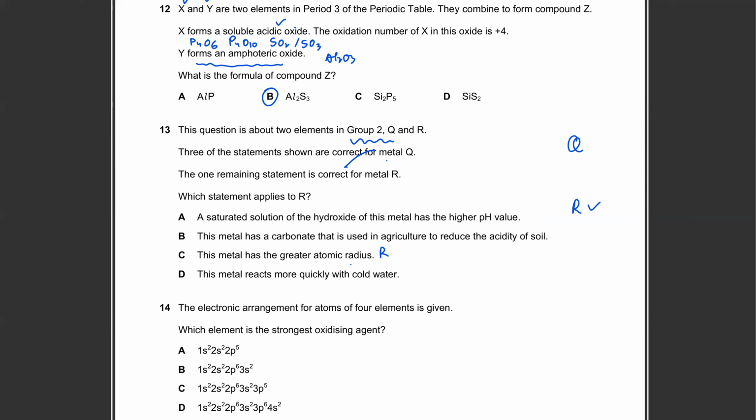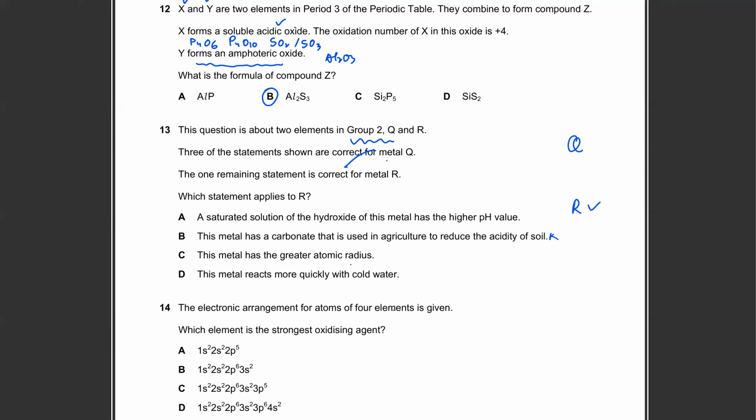Let's say that C is correct for metal R, right? So again, that makes C at the bottom, right? Yeah. So that will not work because the other statement will not be true for Q. More quickly with cold water, that's not going to be Q, that's going to be R. So I think it's B then. Yeah.